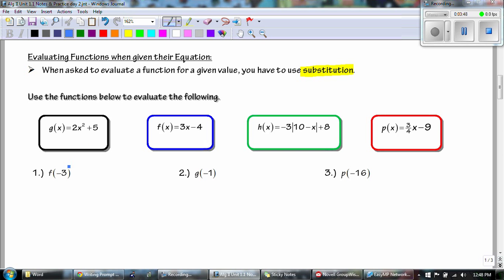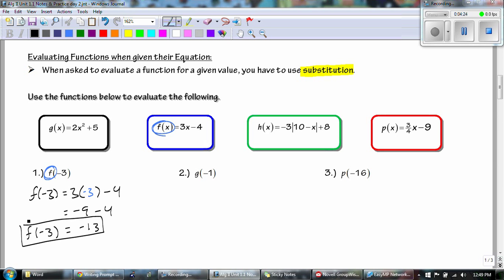All right, so f of negative 3, if I'm using, there we go, f of x. So f of negative 3 equals 3 times negative 3 minus 4. And we would just go through and solve. So 3 times negative 3 would be negative 9. And then negative 9 minus 4 is, no, it is not negative 5. It's negative 13. So f of negative 3 equals negative 13.